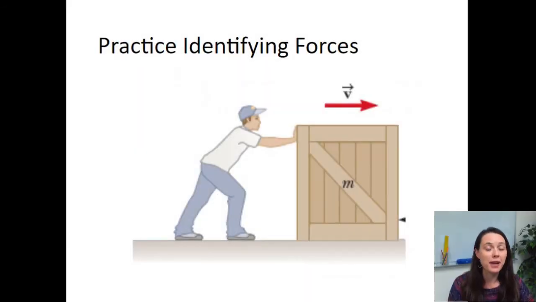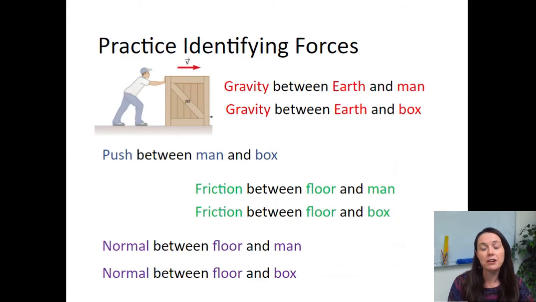There are many forces you may have identified in this image. Here are some of the ones you may have written down. There's a gravitational force between the earth and the man, and there's a gravitational force between the earth and the box. There's a push force, which is another kind of normal force that is being exerted between the man and the box. There is a frictional force between the floor and the man's foot. There's a frictional force between the floor and the box. There is a normal force acting between the floor and the man, and there's a normal force acting between the floor and the box.